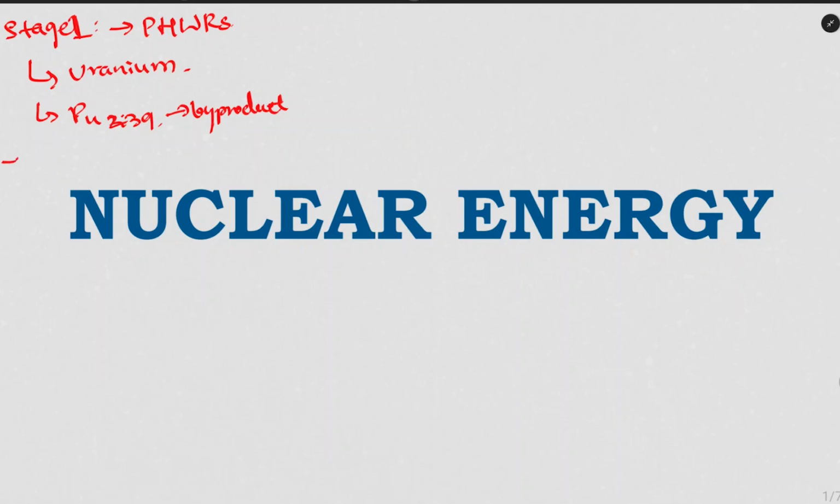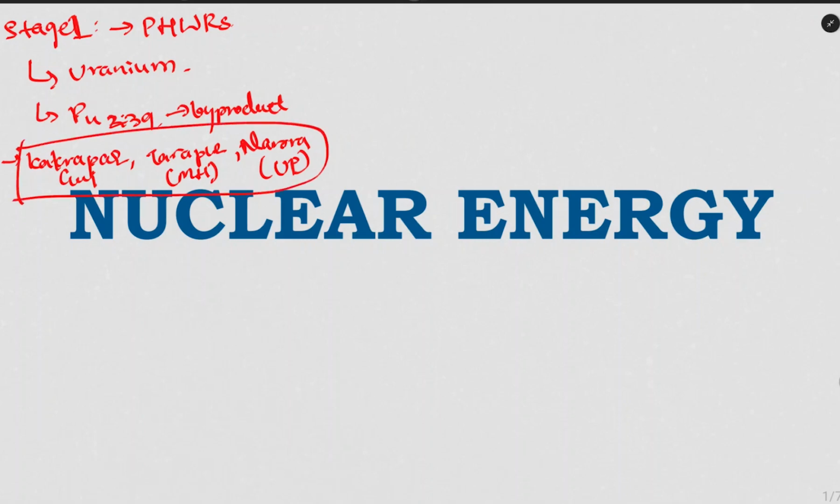These nuclear plants are present in Kakrapur, which is in Gujarat, and Tarapur, which is in Maharashtra, and Narora nuclear plant in Uttar Pradesh. Remember these places also they may ask in prelims examination. Next, stage 2. Here we use fast breeder reactors, FBRs, to produce more fuel. Here we use the plutonium which is produced from the stage 1 to create more fuel than it is consumed.